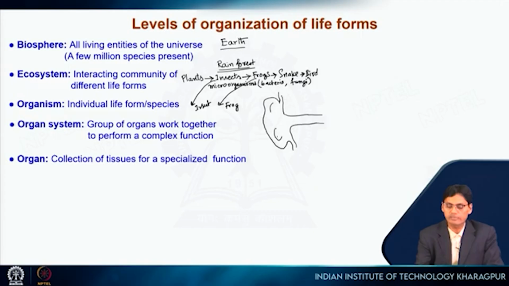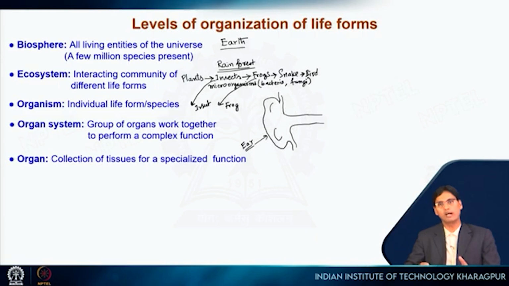So this is our ear, human ear. So this is an organ, and the ear is very important for hearing as well as for balancing. Both functions are actually carried out by our ear. And now if you see, inside the organ we have different types of tissues for specialized functions. I will explain whenever time comes.